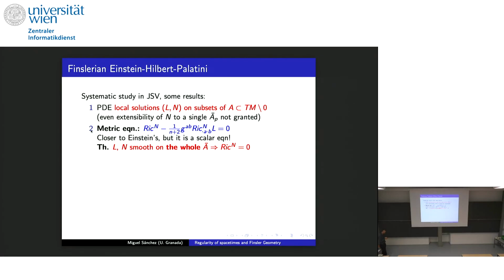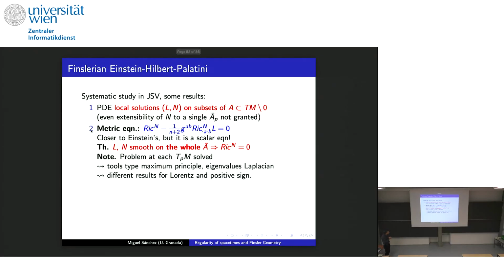Notice that this equation is a scalar equation. This is not the same trick as in the Lorentzian case. One has to make some technical adjustments and solve some technical problems. Indeed, the results here are different from those in Lorentz and Riemannian signatures.